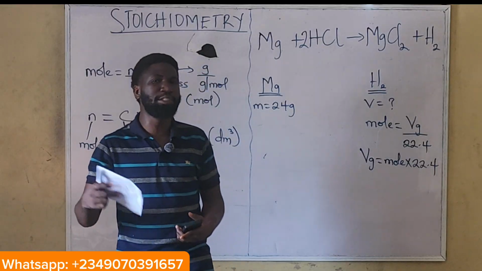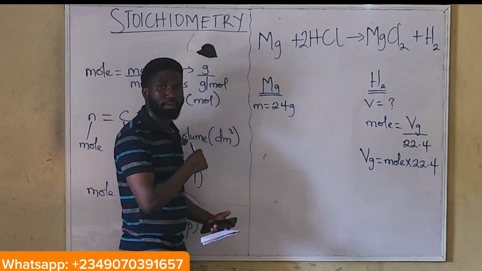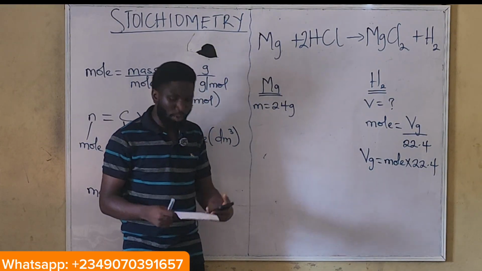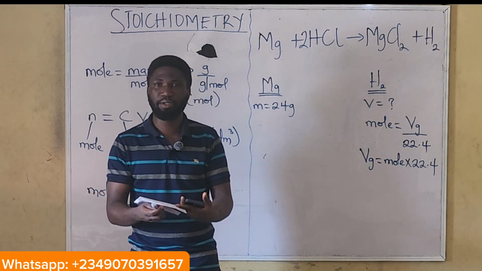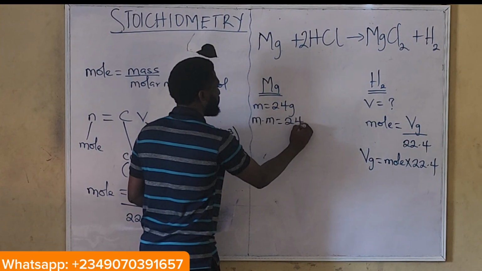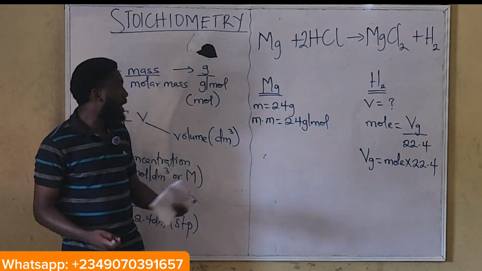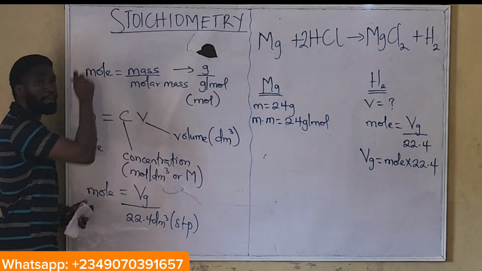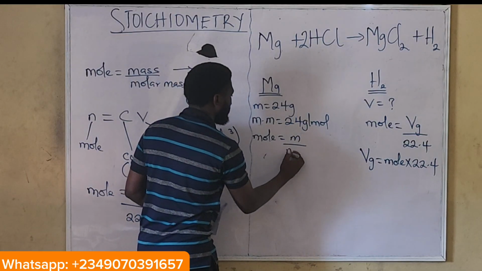But how can we get the mole? We can get it from the mole of magnesium. For the magnesium, we are given the mass to be 24 grams. And what is the molar mass of magnesium? The molar mass of magnesium from the question is 24 gram per mole. So how do we get the mole? Remember, mole equals mass over molar mass.